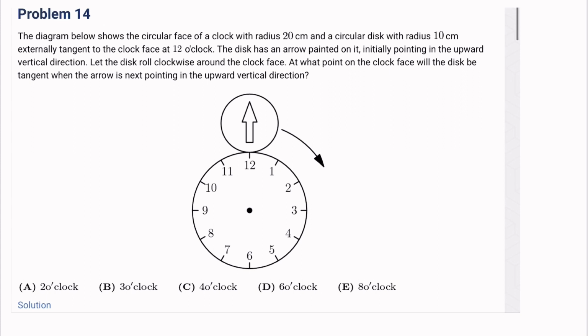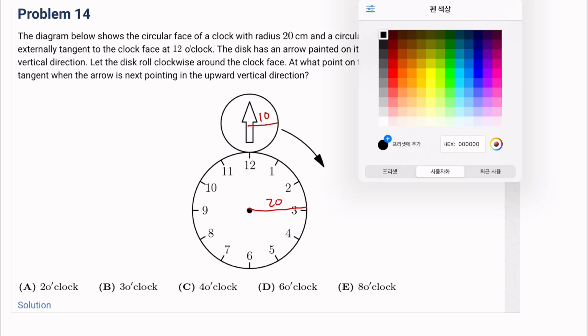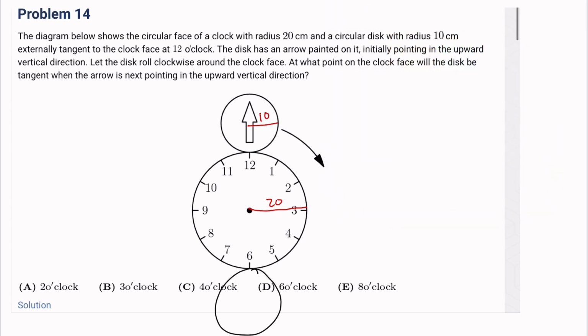At one point on the clock face, will the disk be tangent when the arrow is next pointing in the upwards vertical direction? Okay, so we see that the clock's radius is 20 centimeters, and the disk's radius is 10 centimeters, right, like this. And since this radius is 1/2 of the clock's, one full circumference of the disk is going to be 1/2 of the circumference of the clock, right? And so if we turn the disk one whole round, then that will just make it come here, at the halfway point.